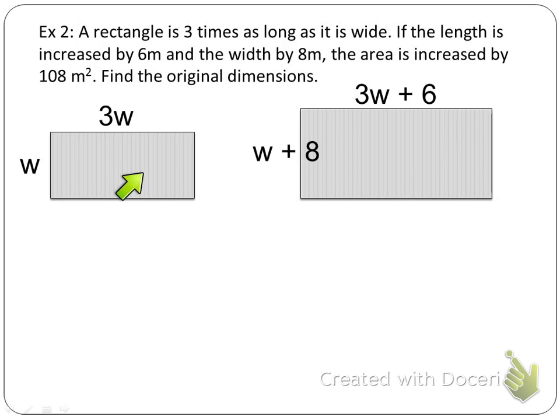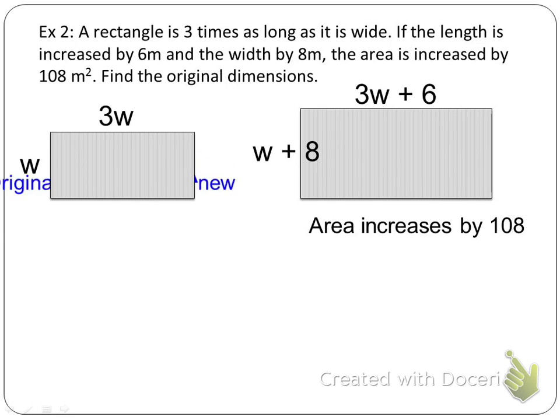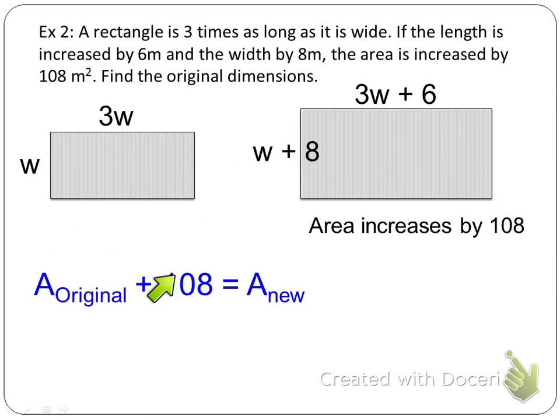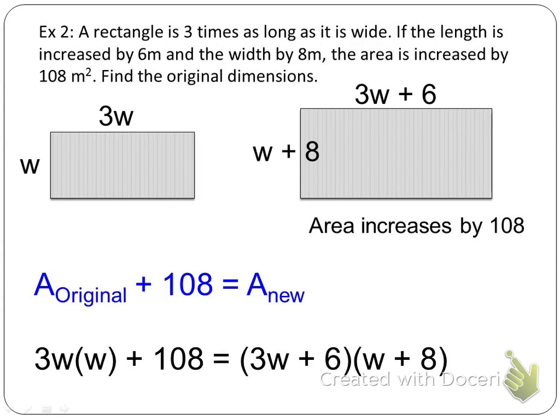So let's write an equation. If I start with the original and I add 108, that should give me the area of the new. Everybody still with me? How would I find the area of the original? 3W times W. Good. How would I find the area of the new? 3W plus 6 times W plus 8. Very good.